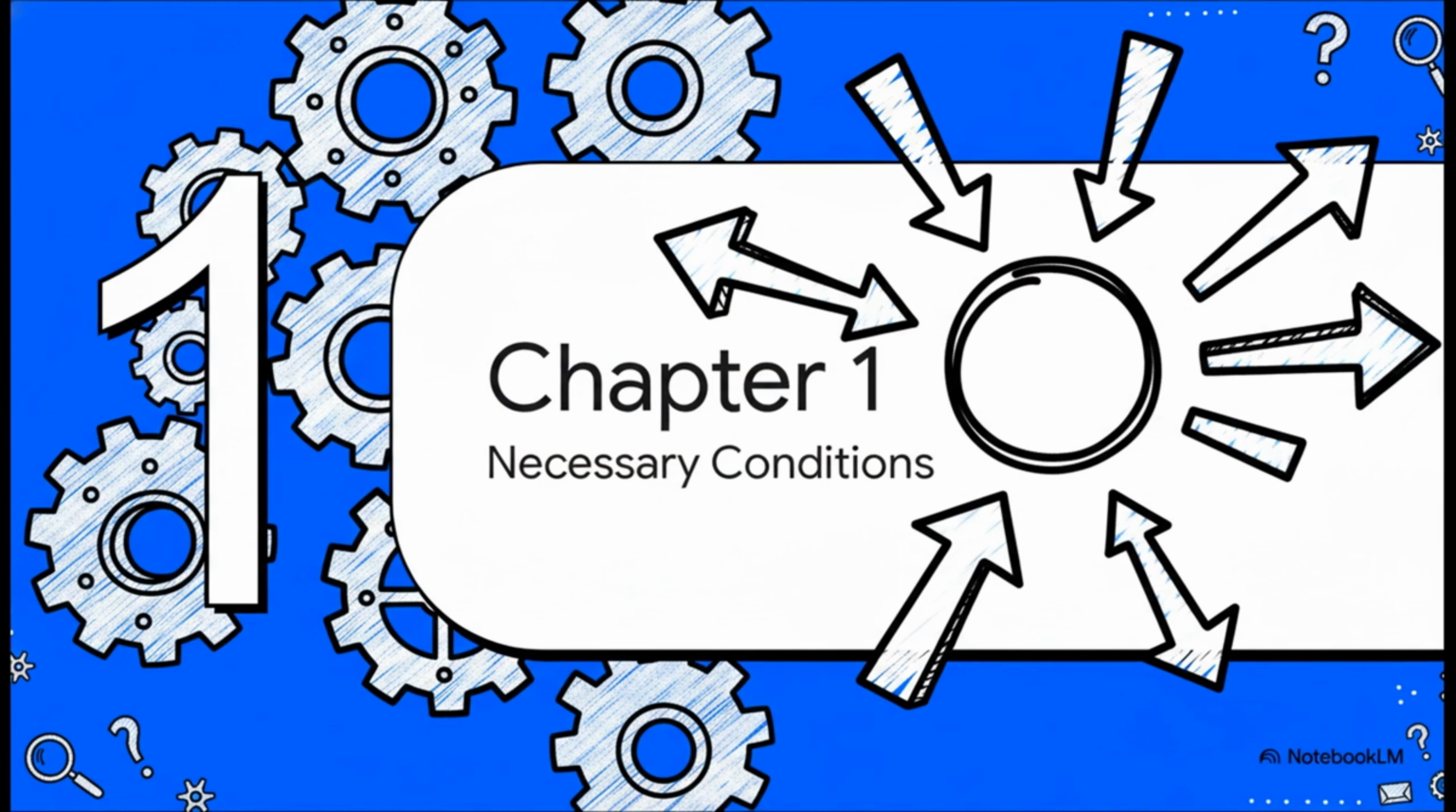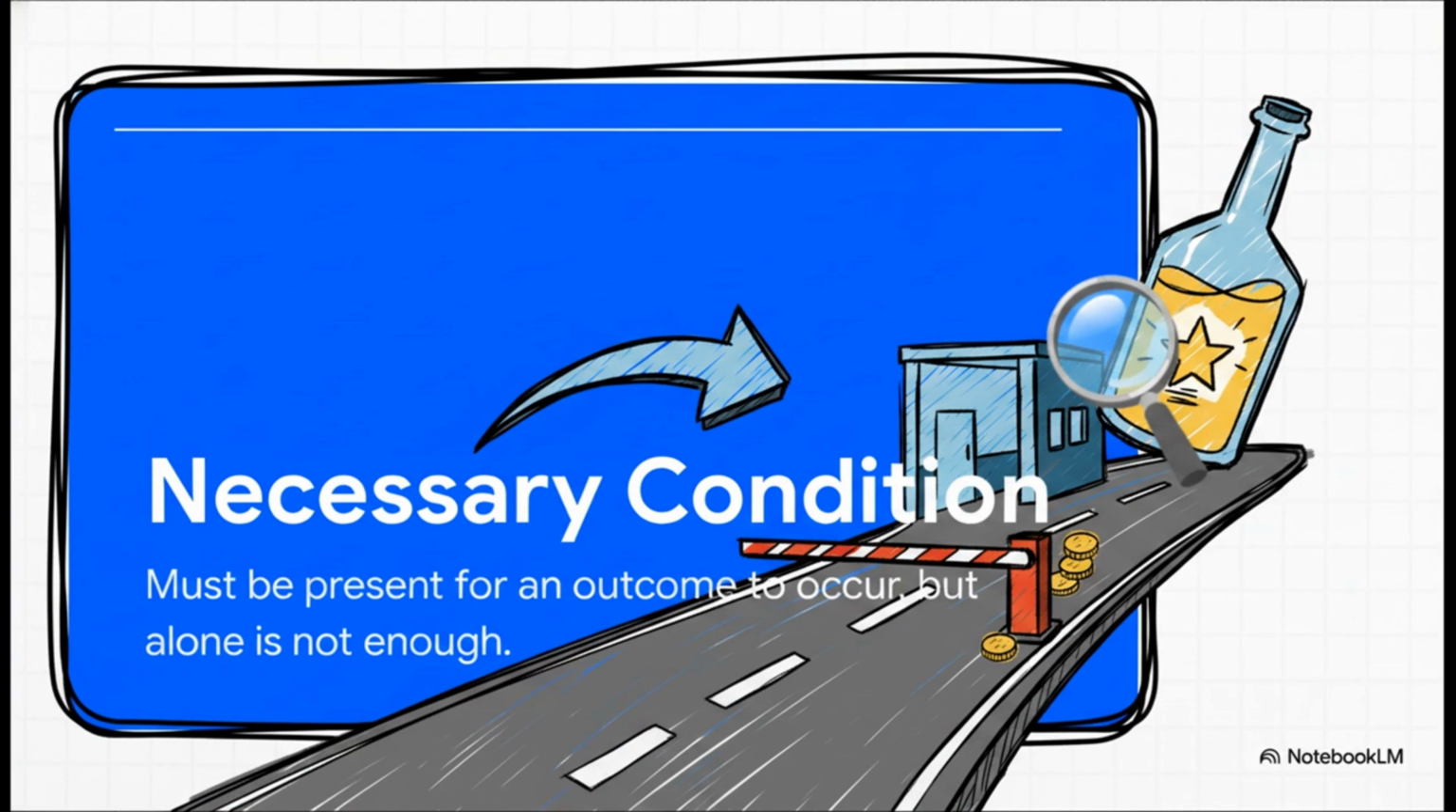Okay, Chapter 1, Unpacking Necessary Conditions. Think of a necessary condition as an absolute bottleneck. It's asking what literally must be present. It's a factor that you are going to find present whenever the outcome occurs. Put simply, the outcome absolutely does not happen without it. Think of it like the toll booth on the highway to your outcome. You simply cannot pass without paying the toll.